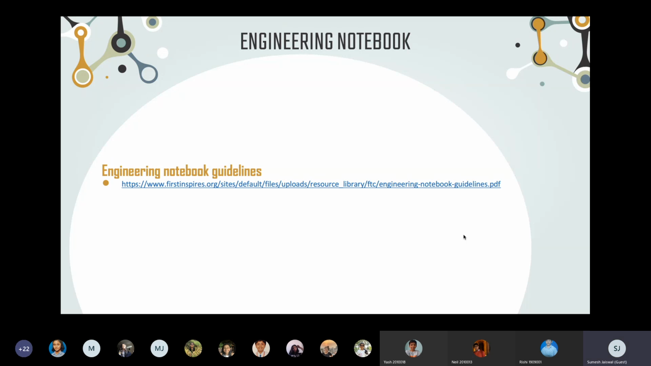Anyone else has any other question? Yes, sir. Can the engineering notebook also be digital, or does it have to be a printed copy? It has to be a printed copy that you need to submit to the judges. Then can we type it and print it? Yes, you can. Okay, thank you. It doesn't have to be handwritten. The example that I showed you can be digital or handwritten, it doesn't matter. But you have to submit a printed copy. That's the only thing.